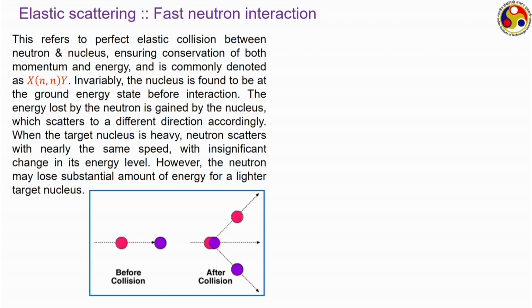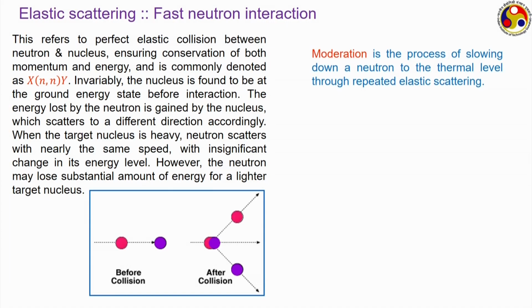So, the neutron will be losing some part of its energy, which will be transferred to the nucleus. Accordingly, the nucleus will be moving in a certain direction, but the important point is, I repeat, both kinetic energy and momentum will be conserved here. This particular process is more used for reducing the kinetic energy of the neutron.